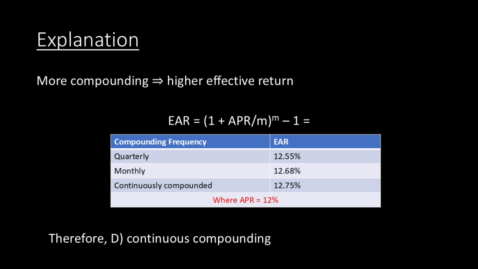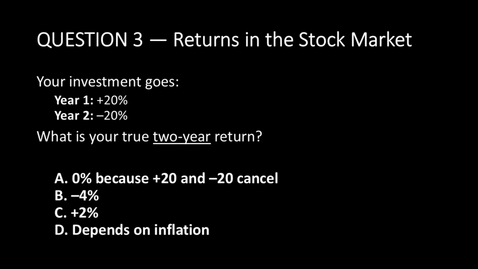All right, next question. Your investment goes year 1 plus 20%. Year 2 minus 20%. What is your true 2-year return? A. 0% because plus 20 and minus 20 cancel. B. Minus 4%. C. Plus 2%. D. Depends on inflation.